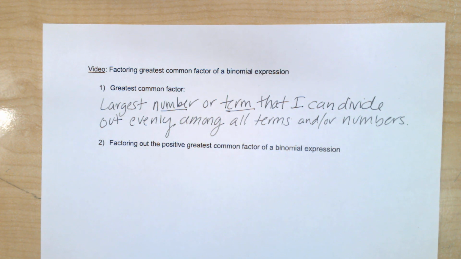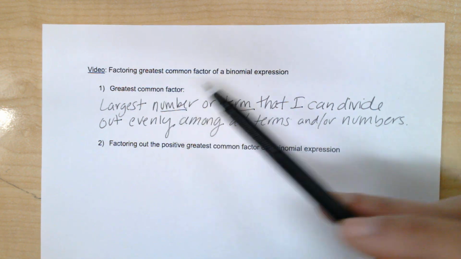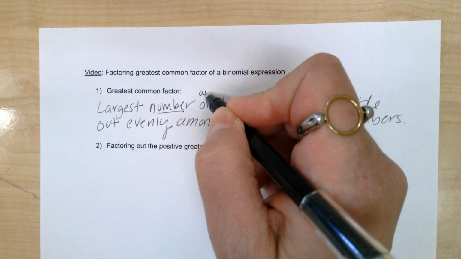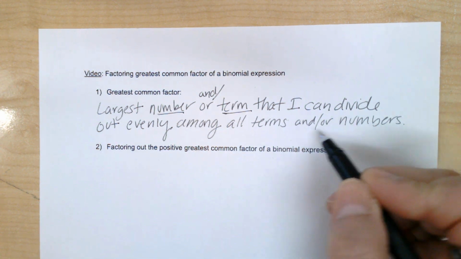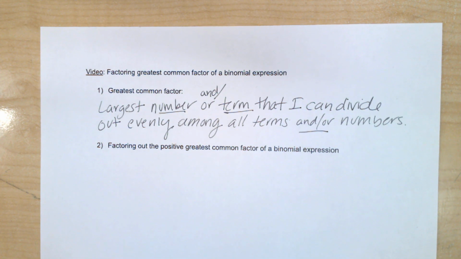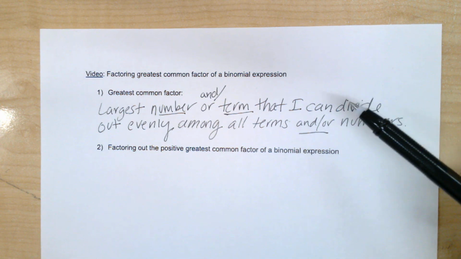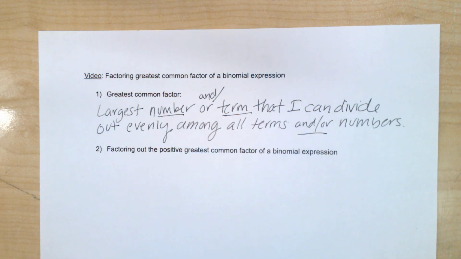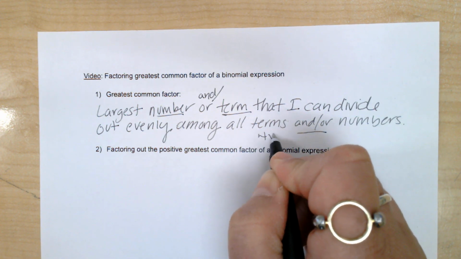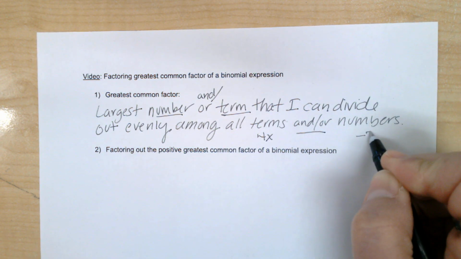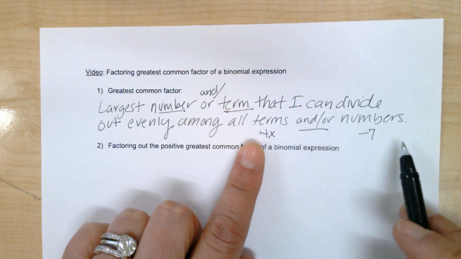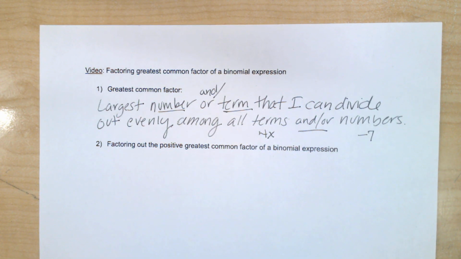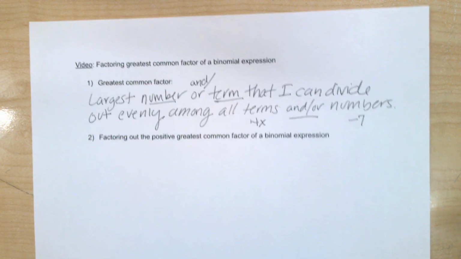First, the definition. A greatest common factor is the largest number and/or term, and I would write and/or term here because it could be both, that I can divide out evenly amongst all terms and/or numbers. So we're going to see that it's not only going to be a number, but it also could be a number and a variable, which is called a term. An example of a term would be 4x, and a number like -7. Your terms have a number and a variable, and then we just have numbers. So we're going to be able to divide out both evenly or one or the other.